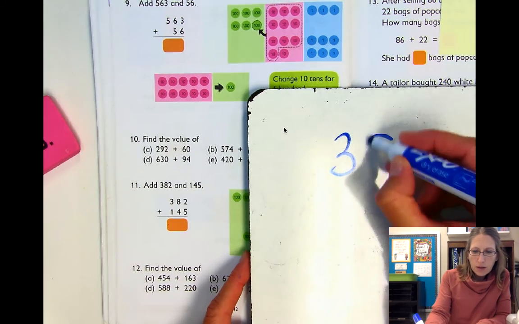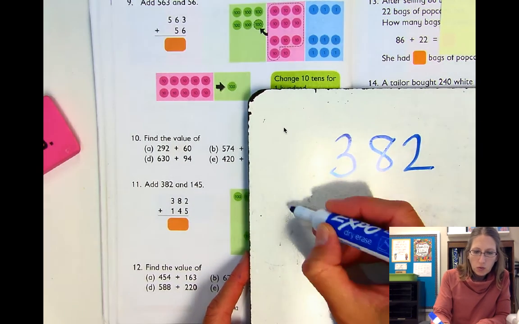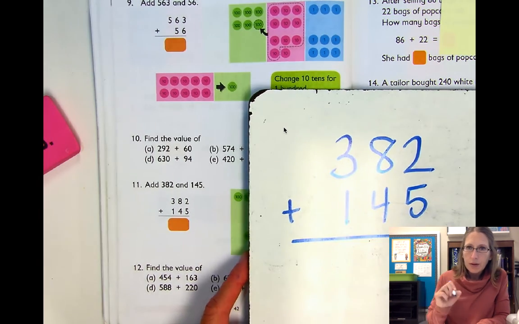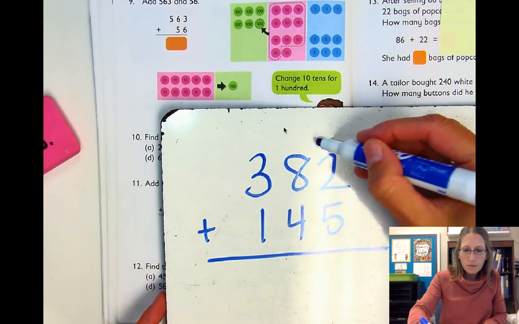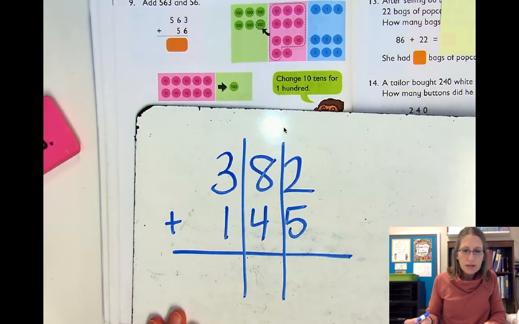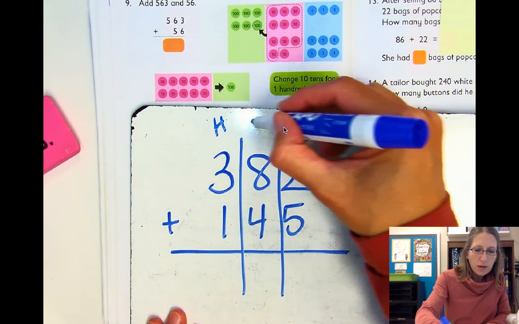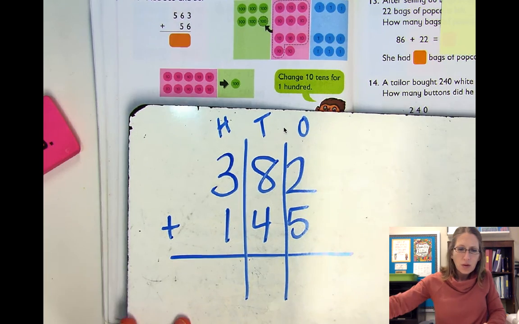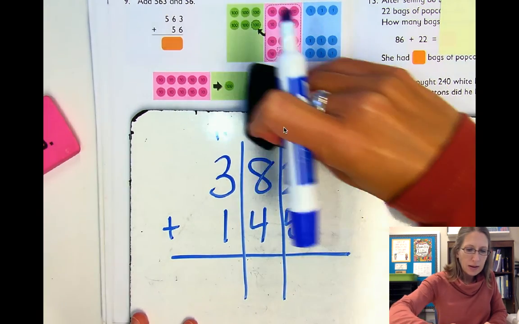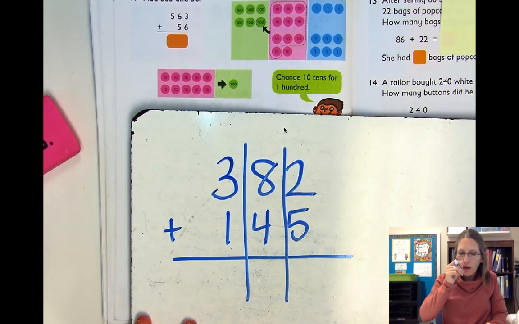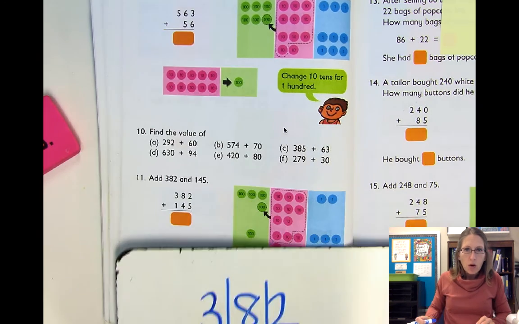So we have 382 plus 145. All right. Draw my lines to separate the spaces. If you want to write your hundreds, tens, and ones, you could do that too. Although, you know what, it might not be such a great idea right now because we're going to have to do some renaming. So we kind of want to keep this spot open. So I think I'm going to erase those for now.